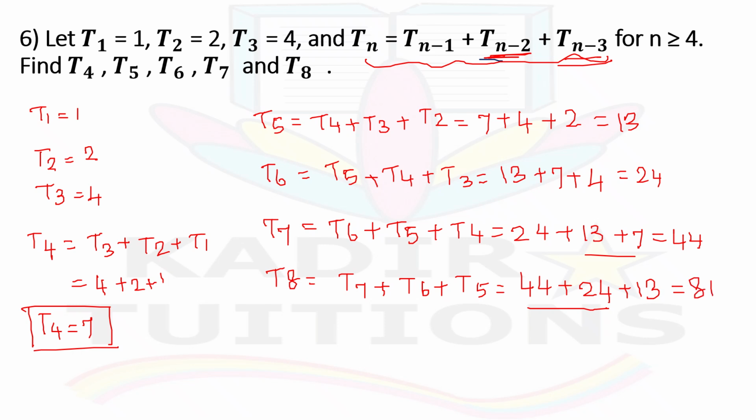So these are the answers. We found the values of T4 as 7, T5 as 13, T6 as 24, T7 as 44, and T8 as 81.